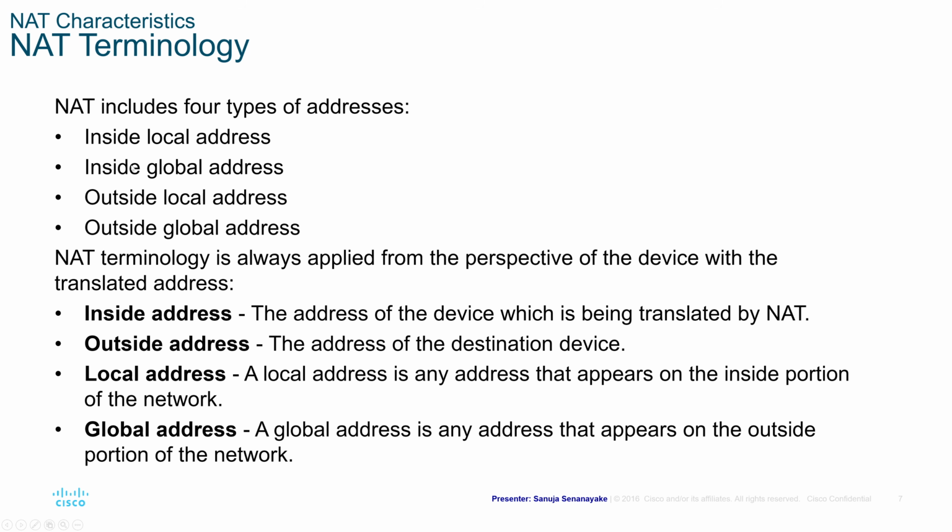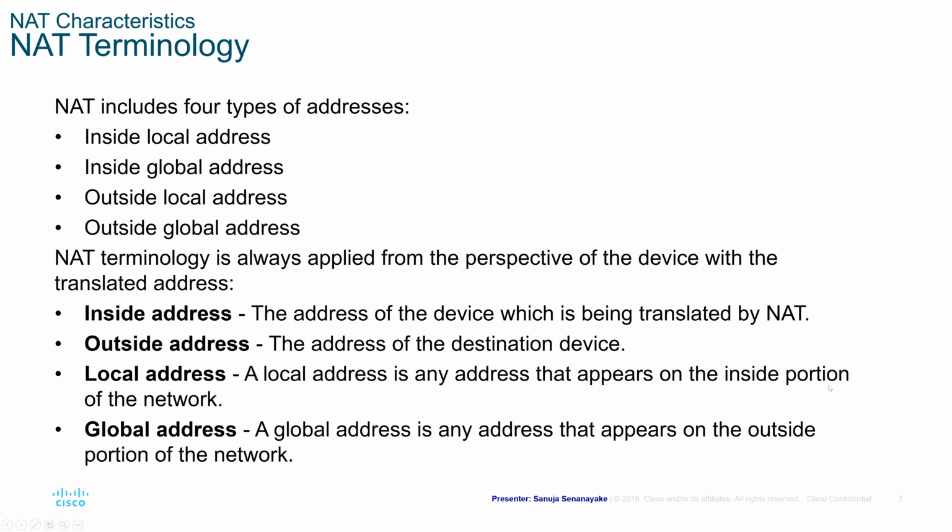That means the inside is whatever device is getting translated inside the local network. So the inside address is the address of the device which is being translated by the network address translator, the NAT. The outside address is the address of the destination device. In our previous example, the outside address is going to be the address of the web server. The inside address is going to be the address of the computer, PC1, that is trying to communicate to that web server.